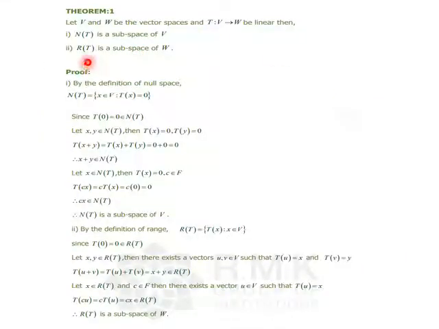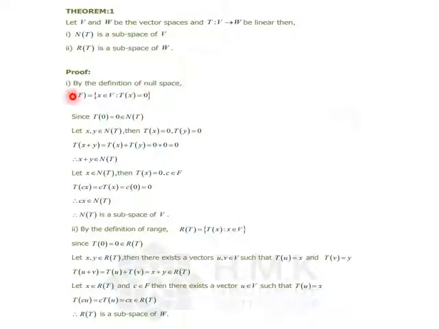Now we see a theorem here. Let V and W be vector spaces, and T from V to W be linear. Then N(T) is a subspace of V, and R(T) is a subspace of W. So the first one we are going to prove is that N(T) is a subspace of V.